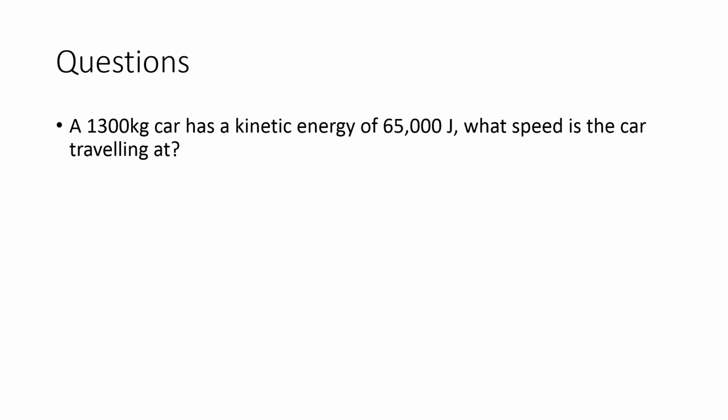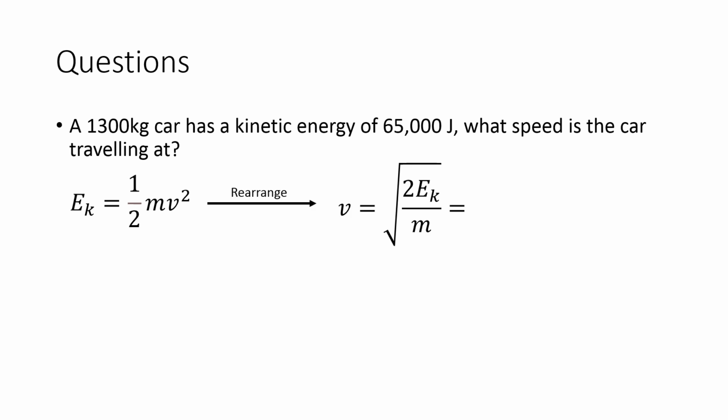Second question. A 1,300 kilogram car has a kinetic energy of 65,000 joules. What speed is the car travelling at? Now, this is still about kinetic energy, but you've just got to have a little trick about rearranging that equation. So, as per usual, we're going to start with the equation, and then we see that we want to rearrange for the speed, which shows that V equals the root of 2 times the kinetic energy over the mass, which, therefore, plugging in the numbers, 2 times 65,000 over 1,300, equals 10 meters per second.